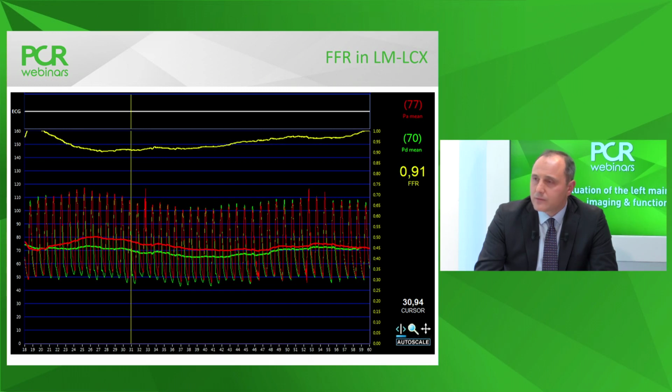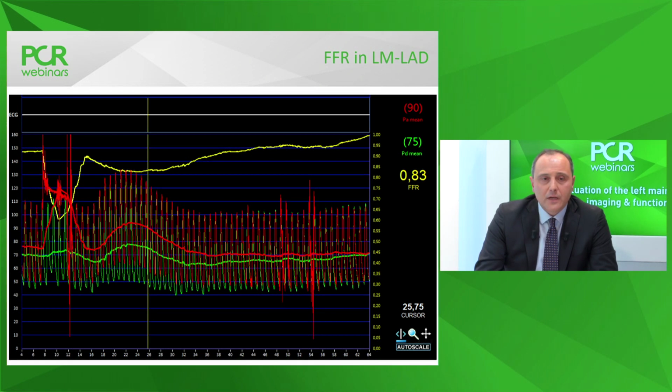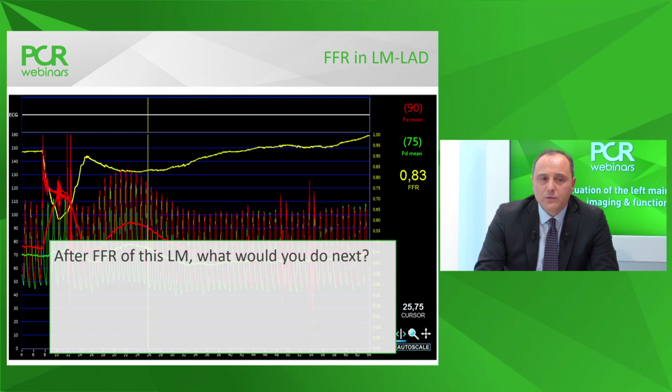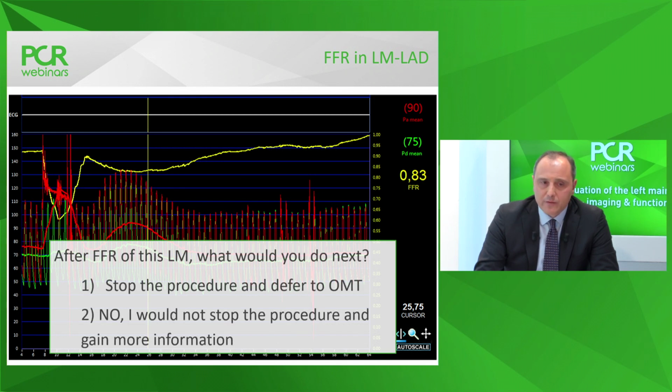Let me progress with the slide. What we have done here is place the pressure wire first into the circumflex. We induced hyperemia and measured an FFR of 0.91. Then we moved on and placed the pressure wire into the LAD, measuring the left main LAD obstruction to the coronary flow. And here we measured an FFR of 0.83. Now, this is what we have seen so far. We have the FFR of this left main.